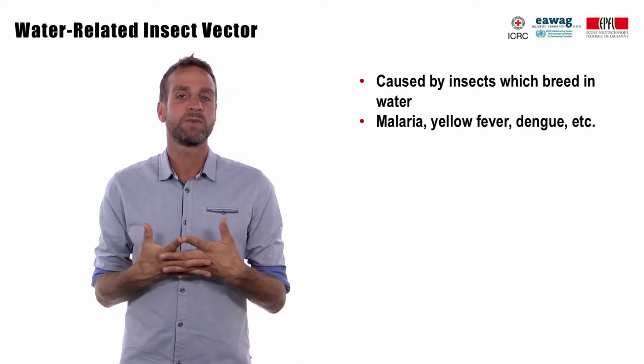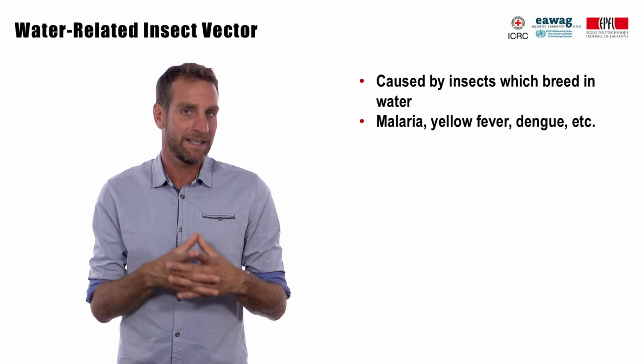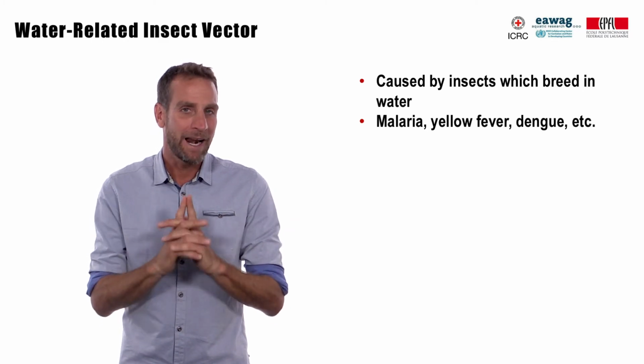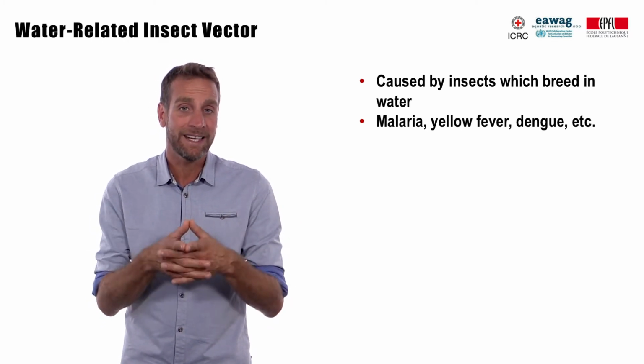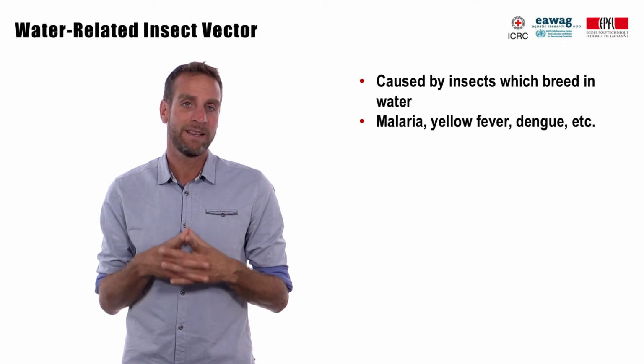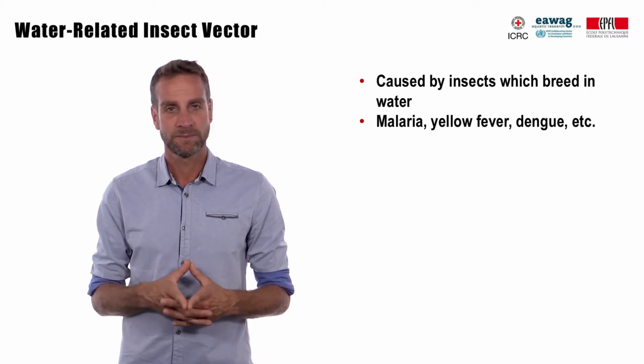Finally, the fourth route is diseases spread by insects which breed in water or bite near water. Malaria, yellow fever, and dengue are diseases transmitted by this transmission mechanism.